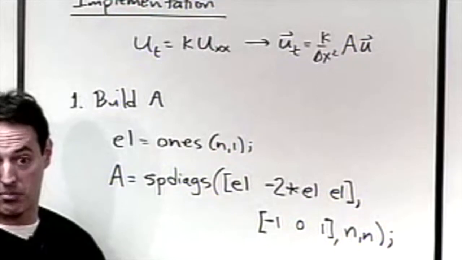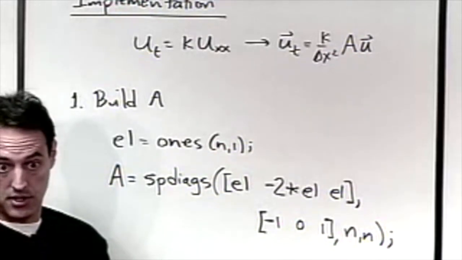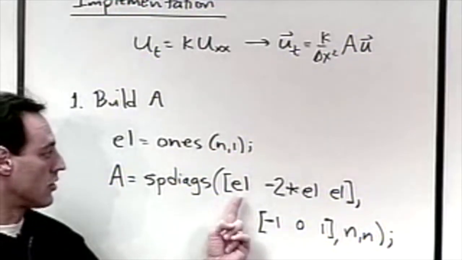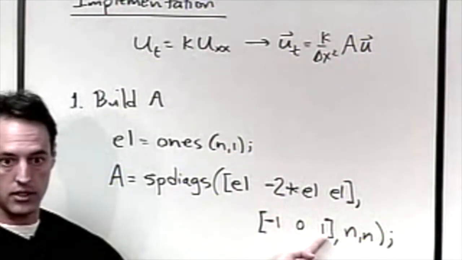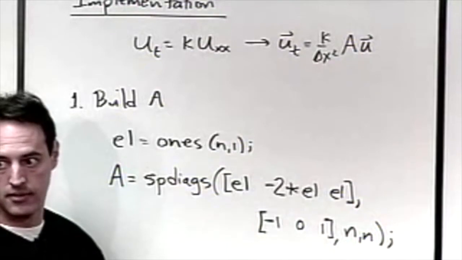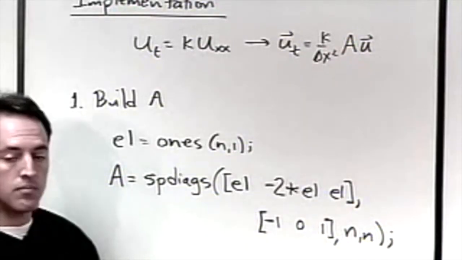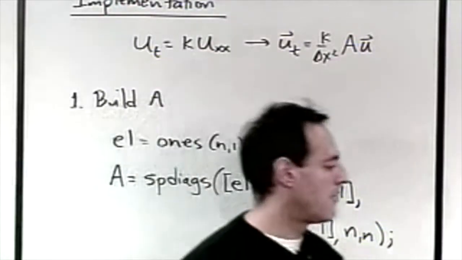Okay? This is a basic implementation of the spdiags. A little bit easier than when we built it in class last time. Okay? So what I have is 1, -2, 1 on the -1, 0, 1 diagonals, which is exactly what we have there. Now, what about the boundary conditions?